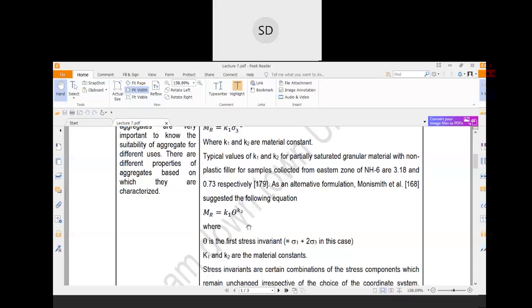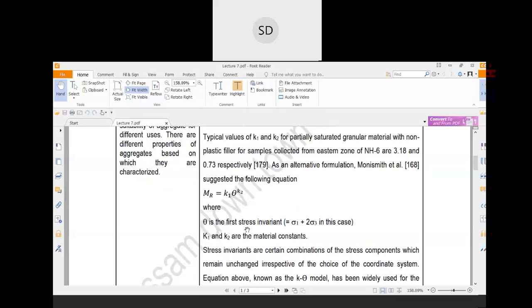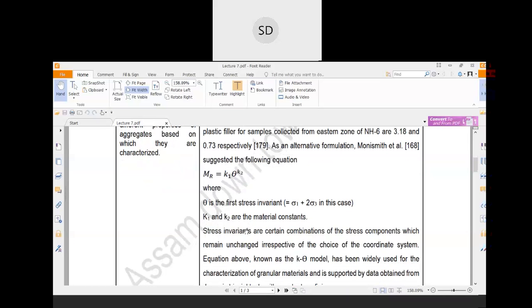Now, what is a stress invariant? A stress invariant is a particular combination of stresses which remains unchanged when you change the coordinate system. So stress invariants are certain combinations of stress components which remain unchanged irrespective of the choice of coordinate system.